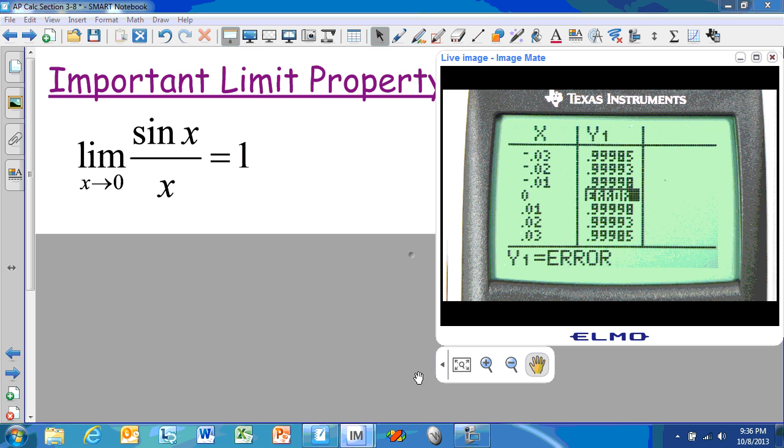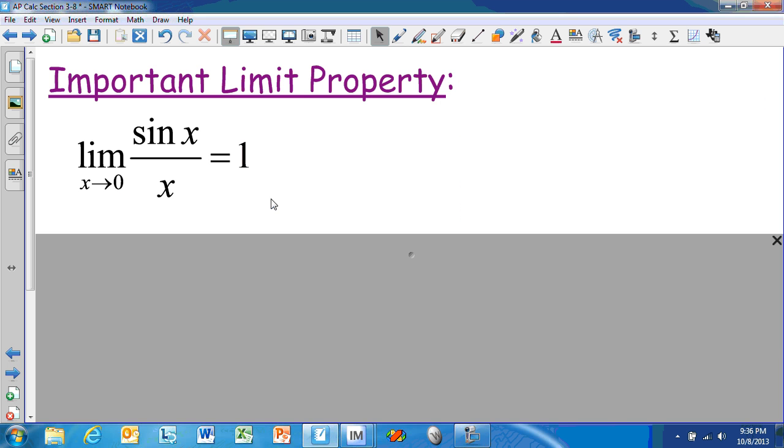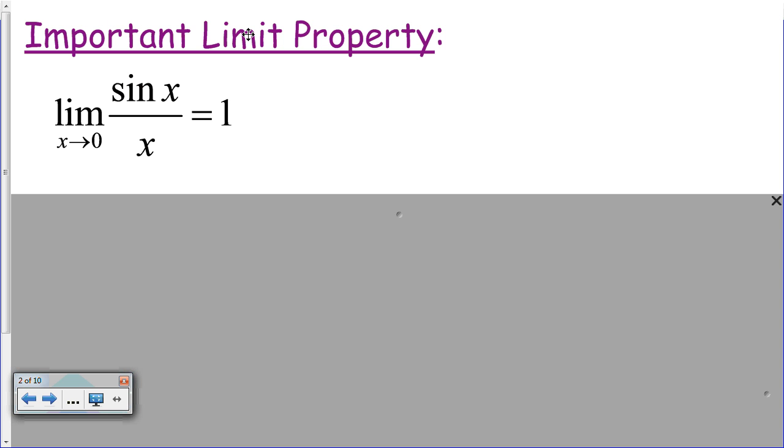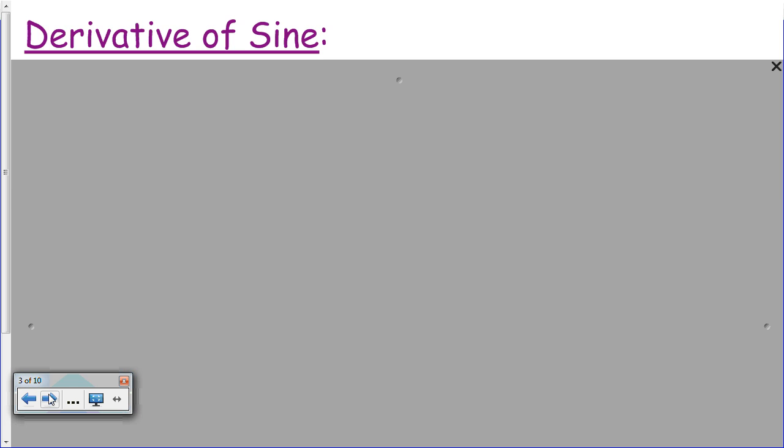Okay, so there's a graphical and a numerical approach to explaining why the limit of this is 1, but we'll look at the algebraic proof of it in the second half. All right. That brings us to the derivative of sine.